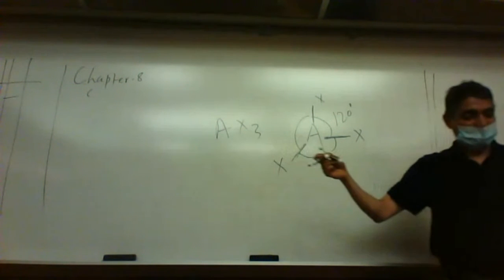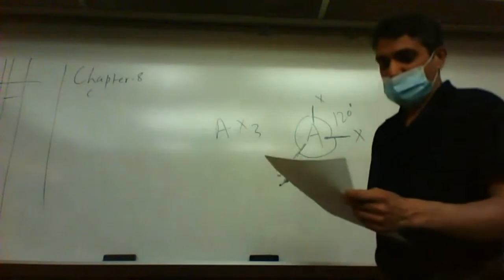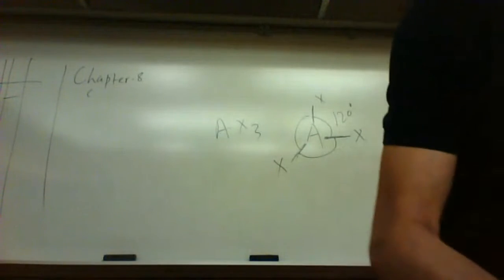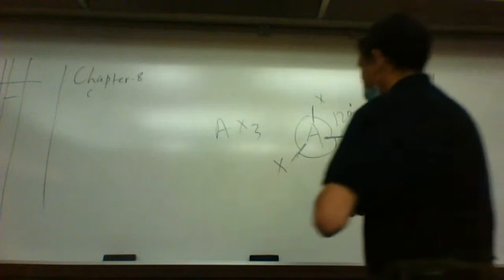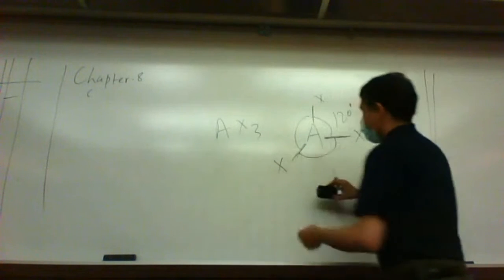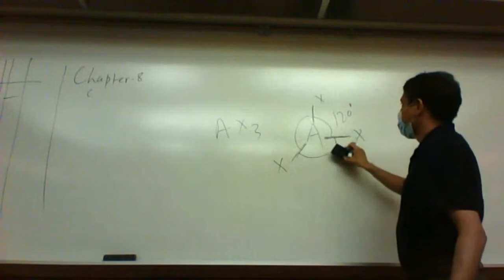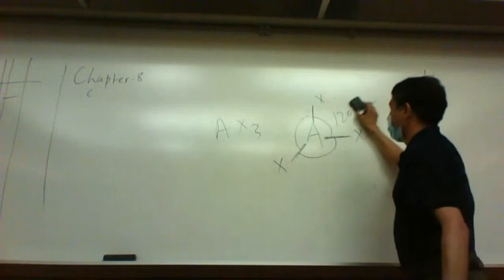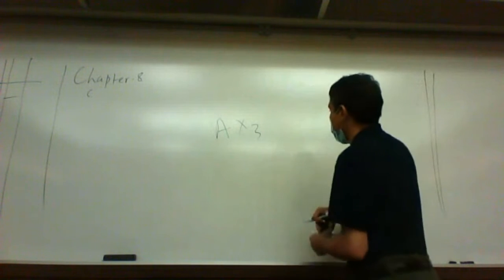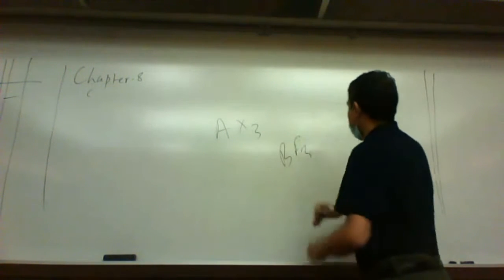Make sense? So now let's go to AX4 type. So in case of AX3, the bond angle is 120 degrees and they are in one plane, like BF3. Example of this one is BF3.